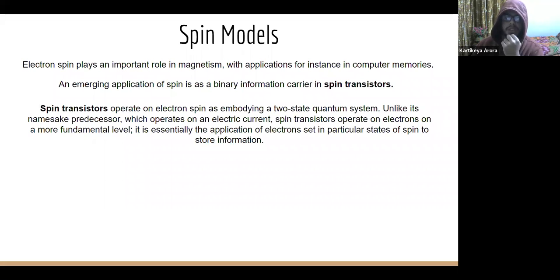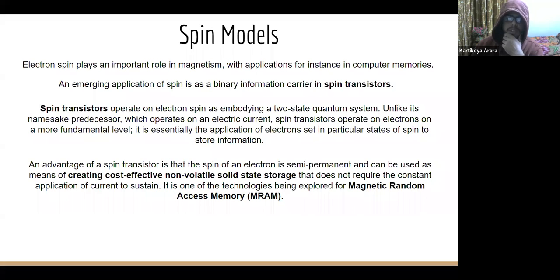So it represents a simple two-state quantum system. And unlike the classical transistor, which operates on electric current, it operates on a more fundamental level. And using that, we have been able to make a better non-volatile solid state storage, known as magnetic random access memory, which is both faster and semi-permanent and more sustainable compared to the versions which we are using now.